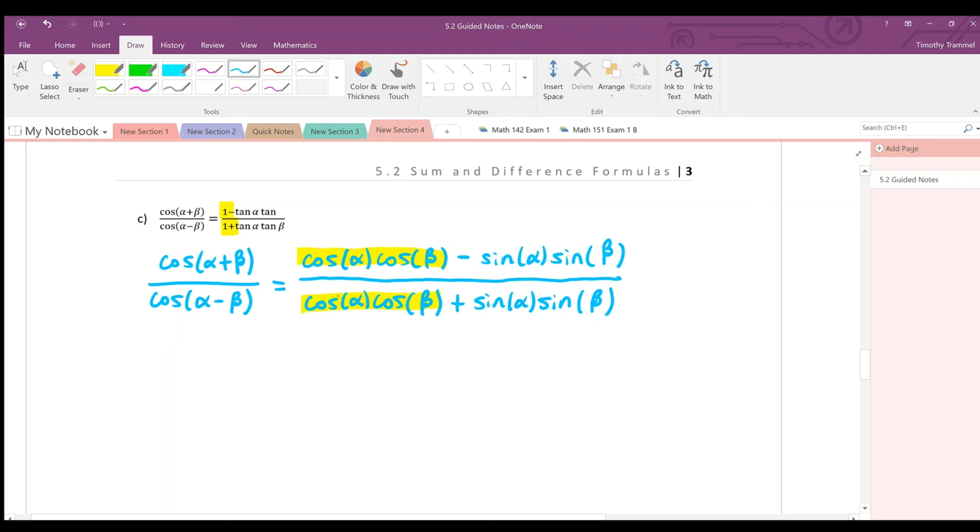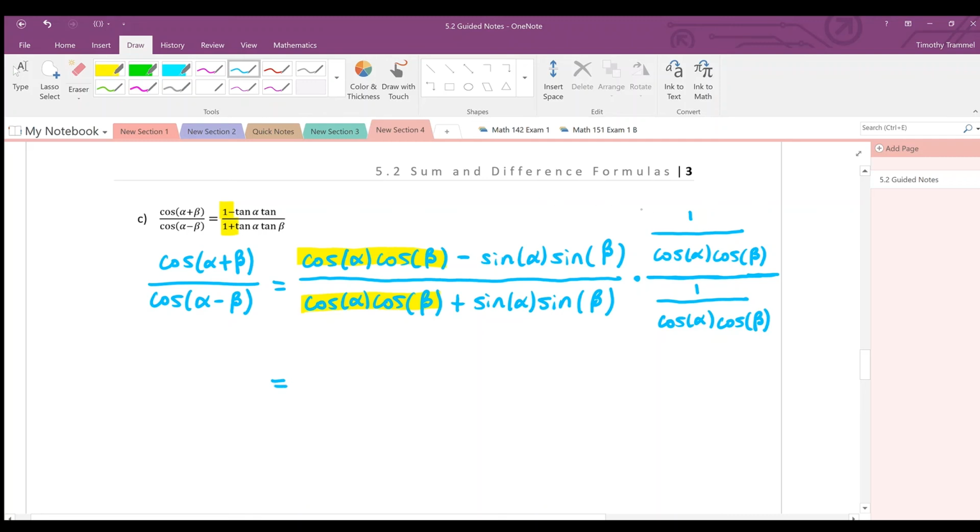Well, how could we make that highlighted portion equal to 1? What would we have to multiply by? We could multiply by 1 over cosine alpha cosine beta. And we can do this in both the numerator and denominator. Right, this is equivalent to just multiplying by 1. So we're going to make it look different, but we're not going to change what it's equal to.